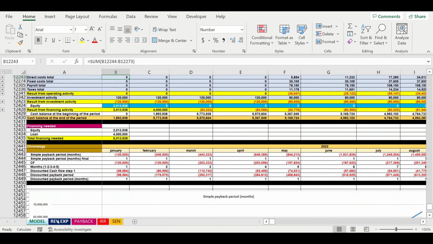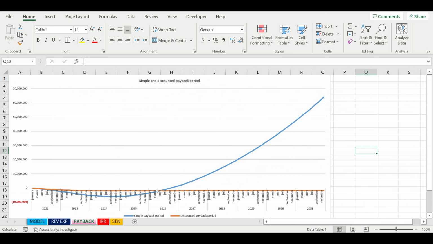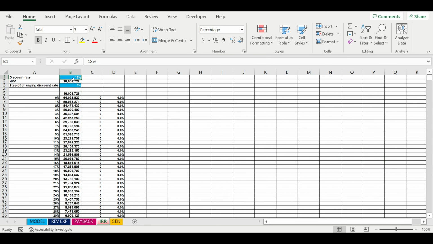Then on the next spreadsheet we have a simple table where we can see the total revenues, total expenses, profitability. Then we have a diagram with the simple and discounted payback period. Then we let it just calculate the story. Then on the next tab we specify the discount rate and the pace of changing the discount rate to reach the internal rate of return.